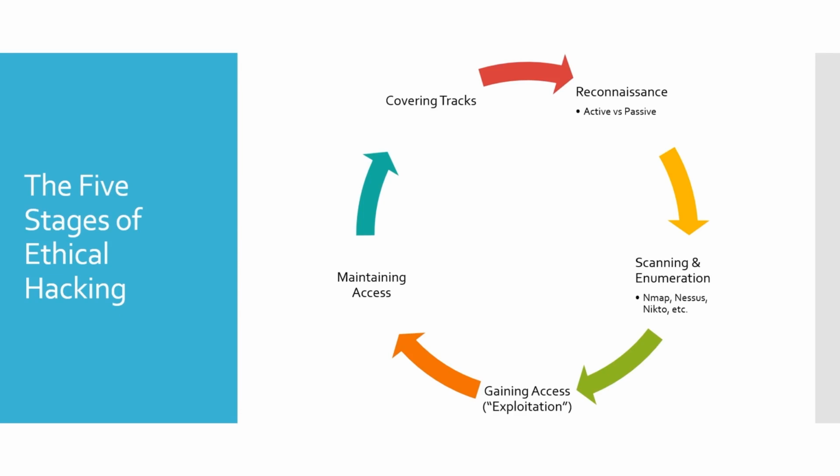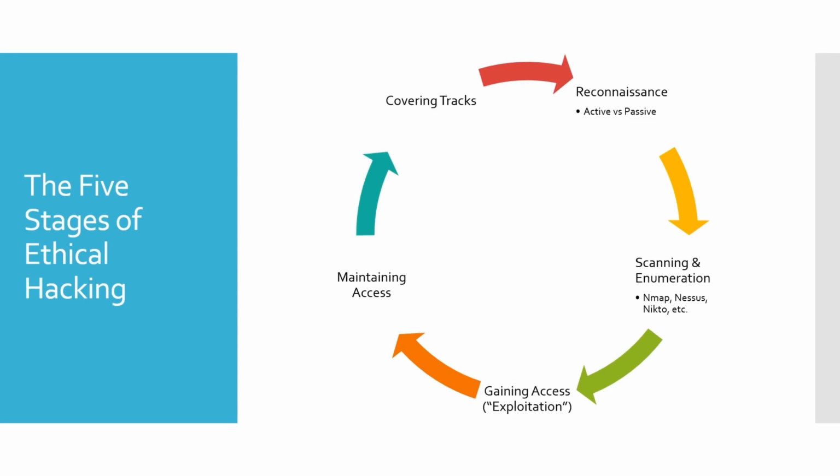Say that there is a web server running on port 80. We see port 80 is open and it's running something like Apache 1.2, which would be really, really outdated. We would go out to Google and say, Google, do you know if Apache 1.2 has any exploits for it? And we would do research. That's the enumeration portion of it.